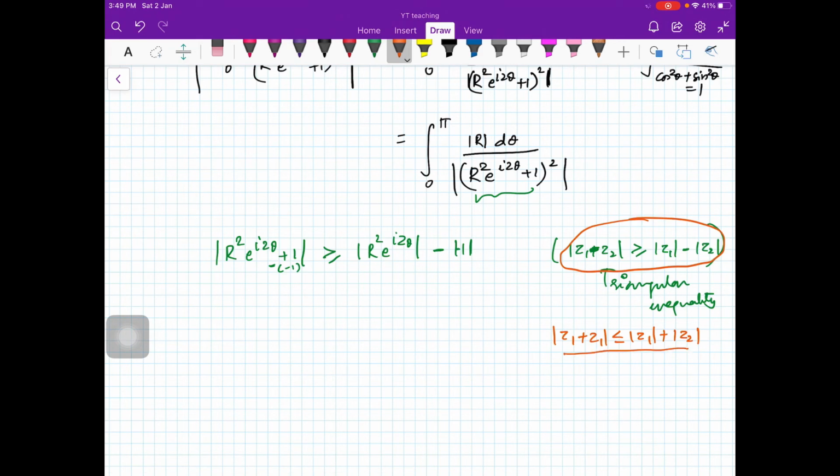You can just get this from here like this. Mod z1 you can write as mod of z1 minus z2 plus z2, which is less than or equal to mod of z1 minus z2 plus mod z2, and you can bring it to the other side. So what you get is mod of z1 minus z2 is greater than or equal to mod z1 minus mod z2.